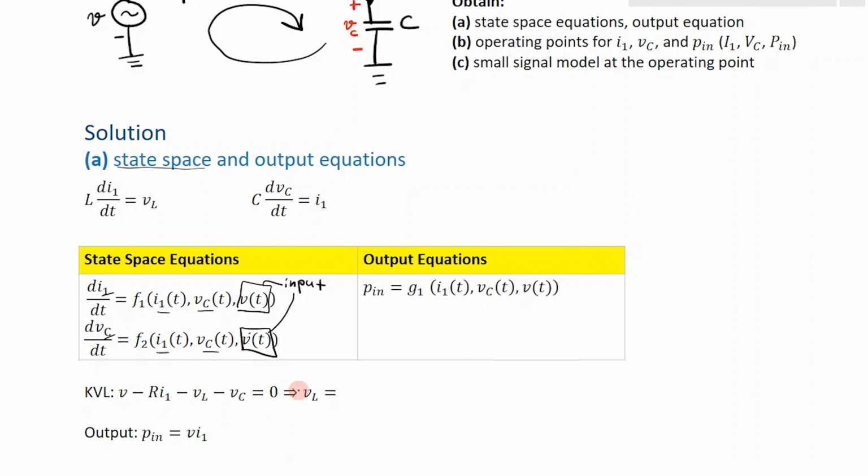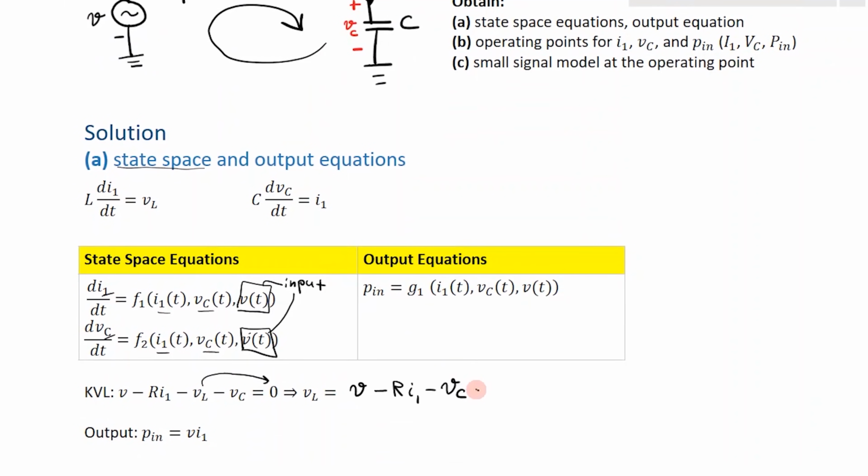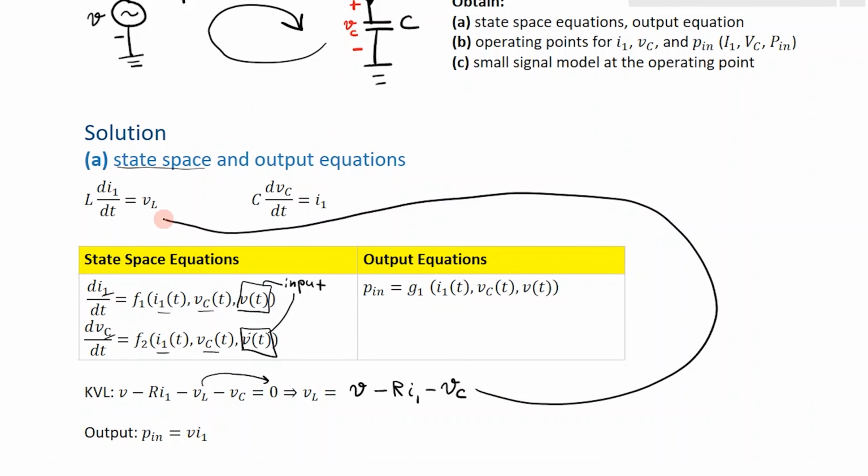So then from here we can solve for VL. It's going to be equal to V. I'm shifting this to the right-hand side and then swapping the two sides. We'll get V minus RI1 minus Vc, and that's it. So then the next step is to take this and plug that back into here. And then you see V is the input, I1 is the state variable, and Vc is the state variable.